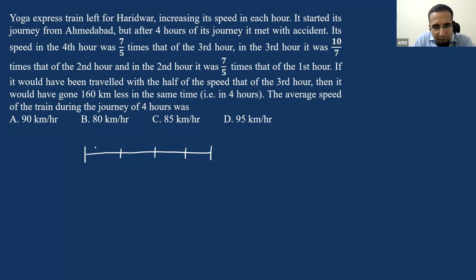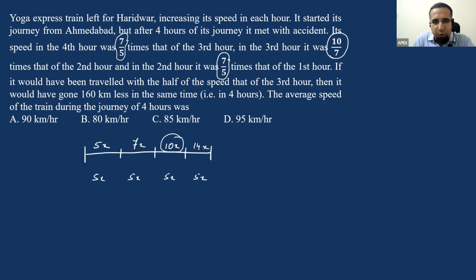So let me assume that the first hour is a multiple of 5. So second hour will be 7 by 5 of 5x, that will be 7x. Third hour will be 10 by 7 of 7x. That will be how much, guys? 10x. And fourth hour will be 7 by 5 of 10x, which will be how much, guys? That will be 14x. Clear? Right? So if it would have traveled with half the speed of the third hour, that means every hour, it would have traveled at 5x, 5x, 5x, and 5x.